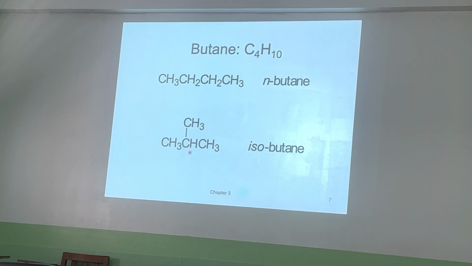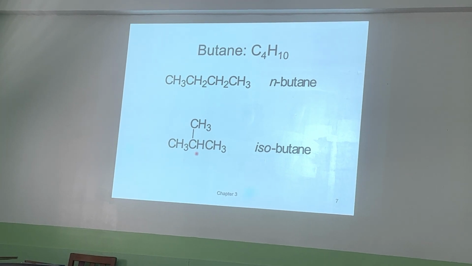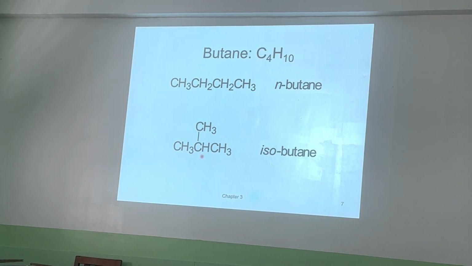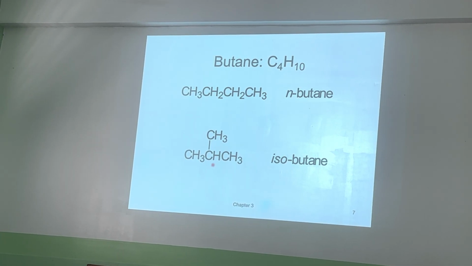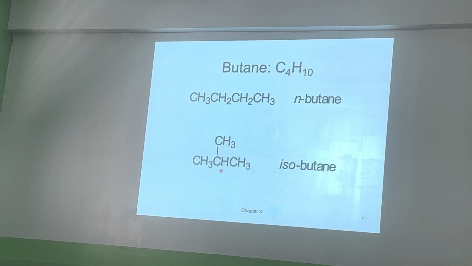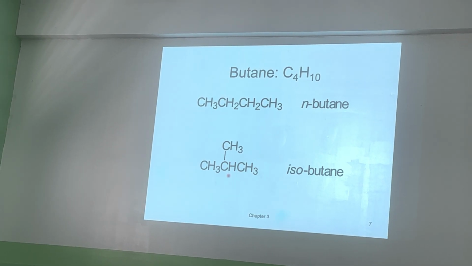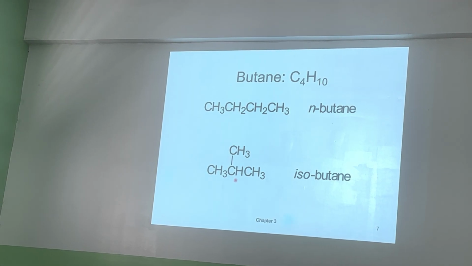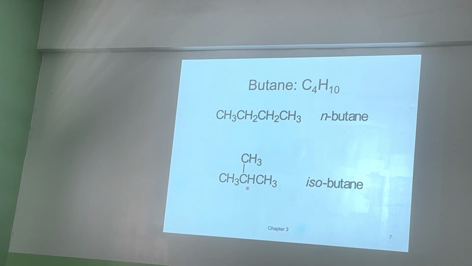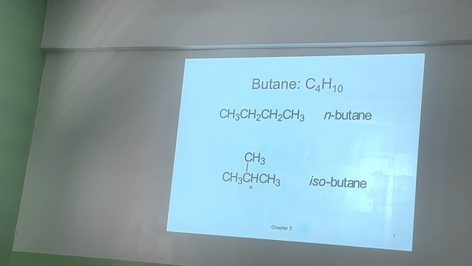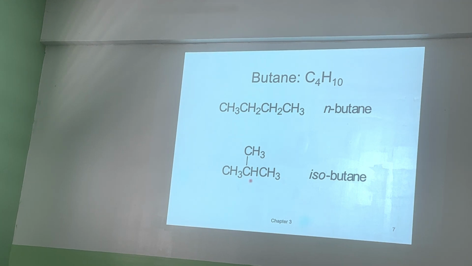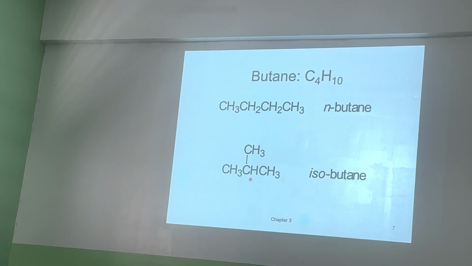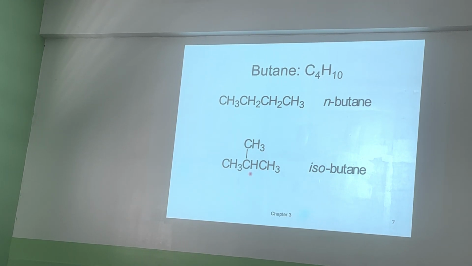Now, what types of isomers are these? We have two main categories of isomers we talked about last week, I think: geometric isomers and constitutional isomers. Geometric isomers are where we have a difference in orientation. This is where we have stereochemistry, which we'll talk a lot about today. Constitutional isomers are where the connections are different. So what kind of isomers are these, constitutional or geometric?